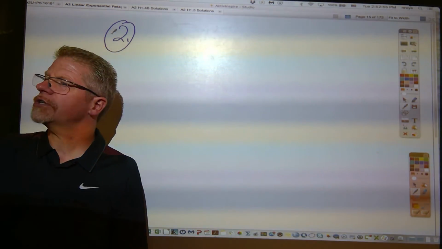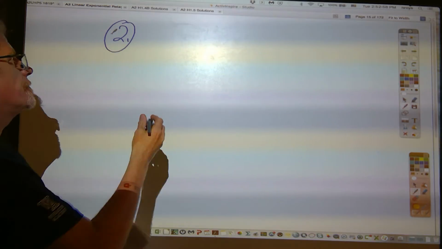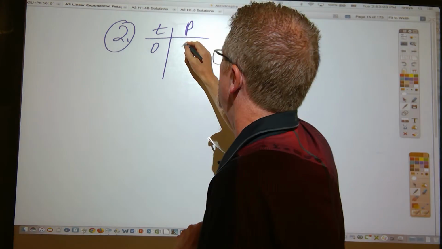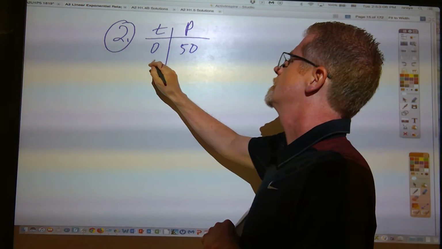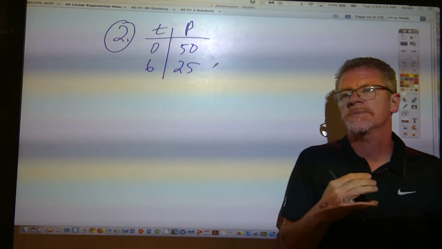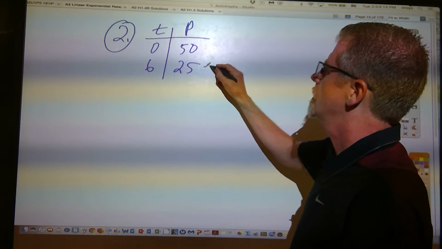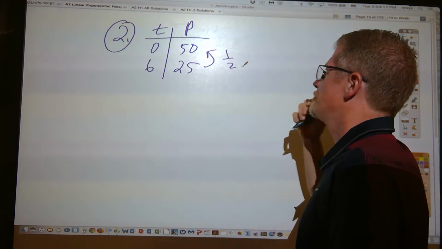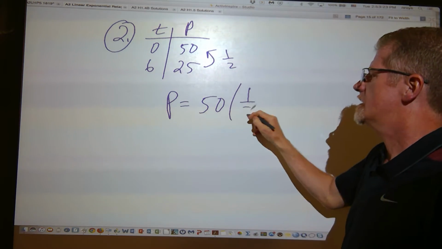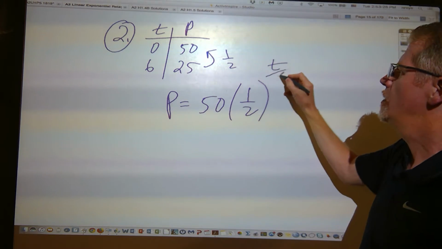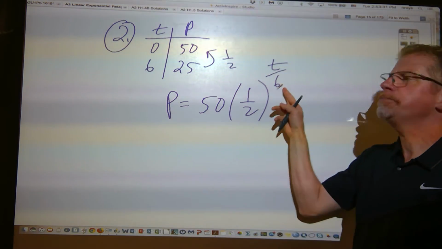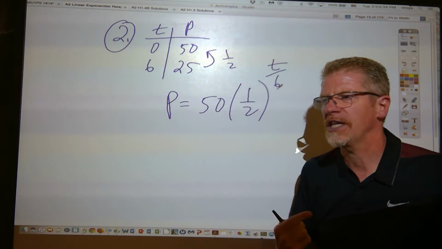Let's take a look at this situation. Good job, guys. Eyes up front. Here we go. Let's continue. Suppose we have another population, and we start at 50 people, and let's say the half-life is 6 years, which is another way of saying it decreases by 50% every 6 years. Let's look at the output ratio. The output ratio is 1/2. So we could say that output equals initial output times output ratio to the input over input change. Whenever you have a half-life model, the input change is the half-life.